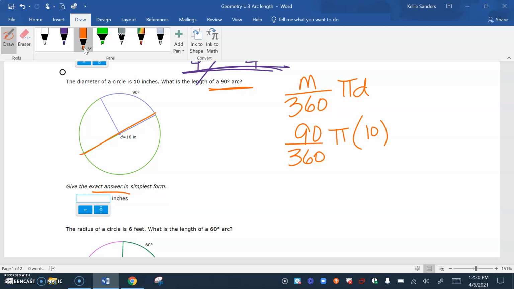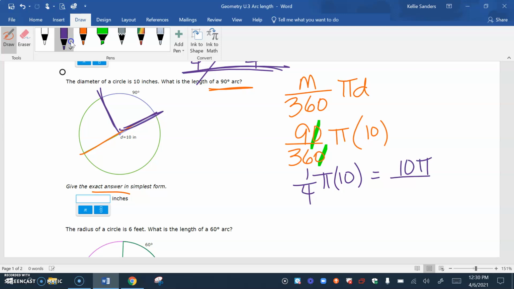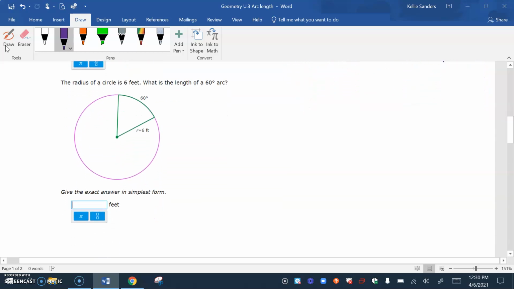I could do this lots of different ways, but I'm trying to make a point here. If I have 90 over 360, that reduces to 1/4. And that makes sense because 90 degrees is 1/4 of a full circle. And then we have times 10, which would be 10 pi over 4, and that reduces to 5 pi over 2. I made that long and drawn out, but I was just trying to tell you where the 1/4 is actually coming from.